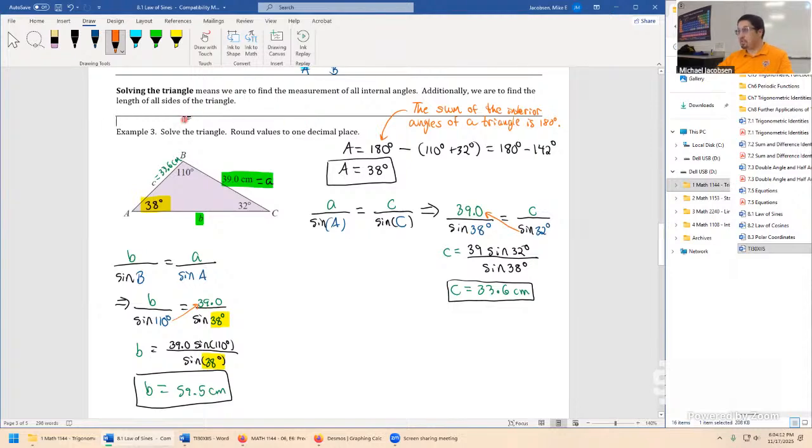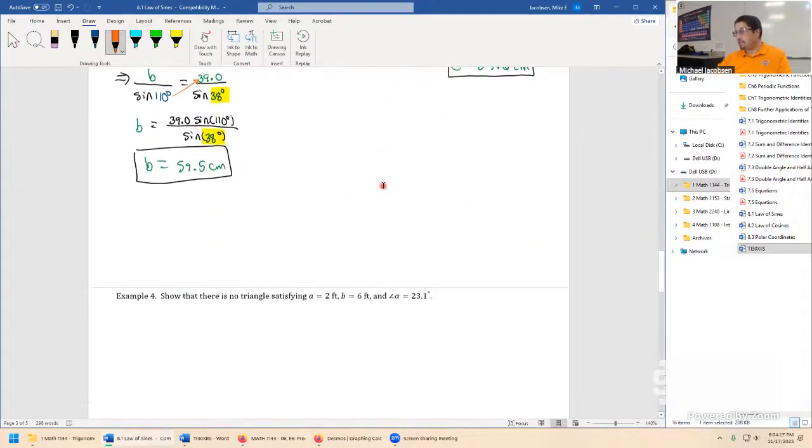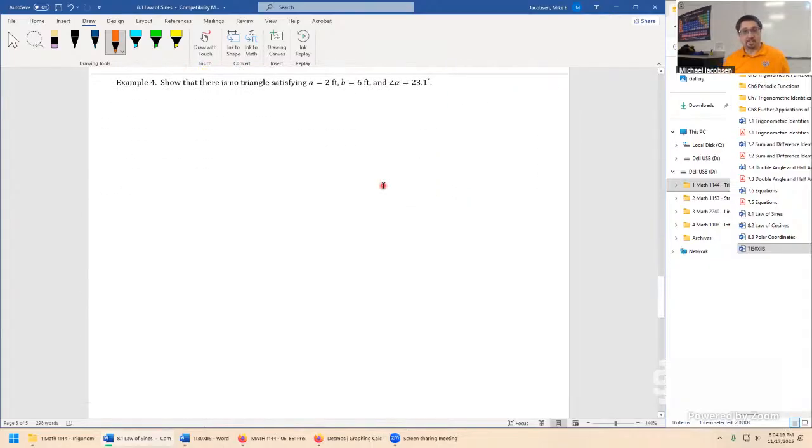Okay, so this triangle was solvable. We could find all the interior angles, all the side lengths. The next problem is kind of weird, and there's one like this in the homework. It says, show that there is no such triangle, that this is impossible, that it would have a side length A is 2, B is 6 in feet, and an angle measurement alpha is 23.1 degrees.